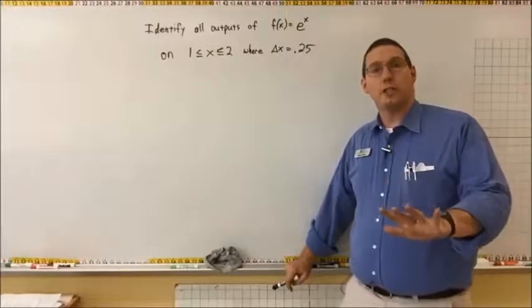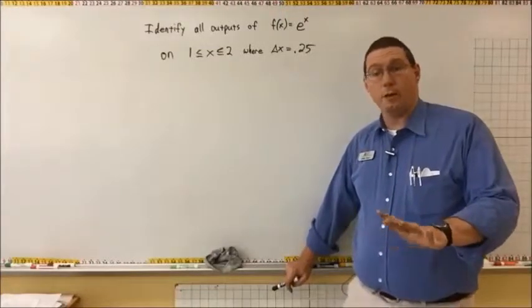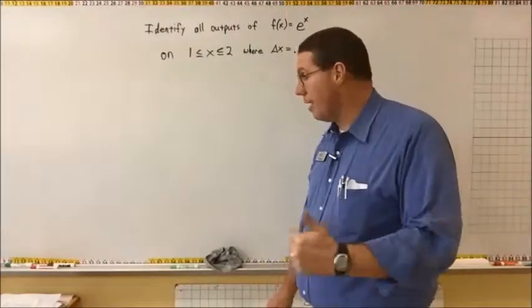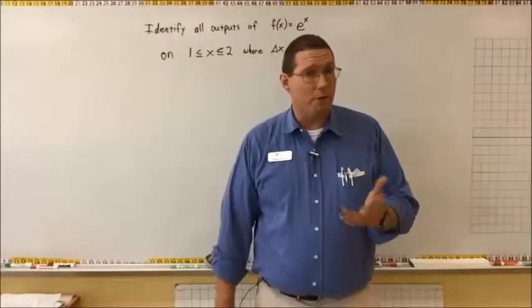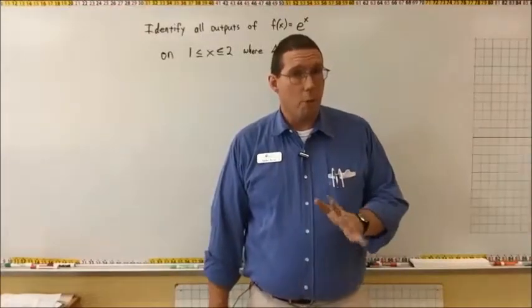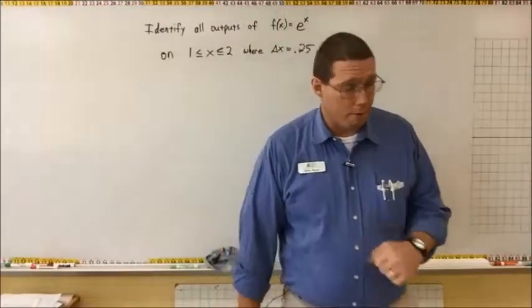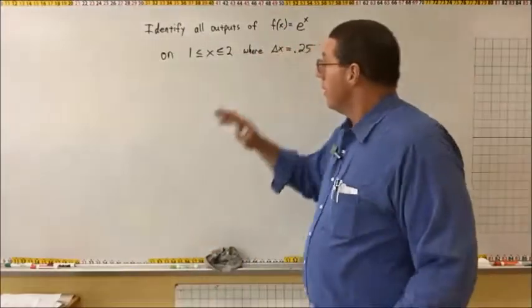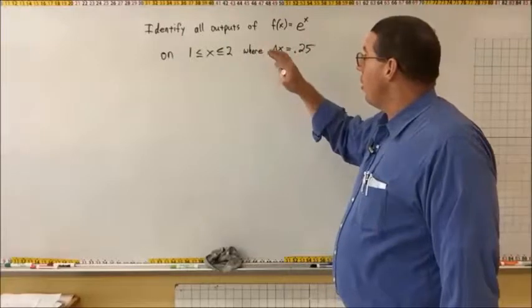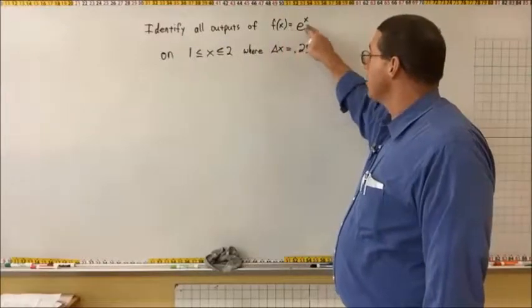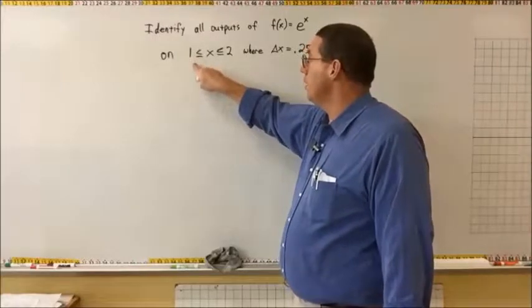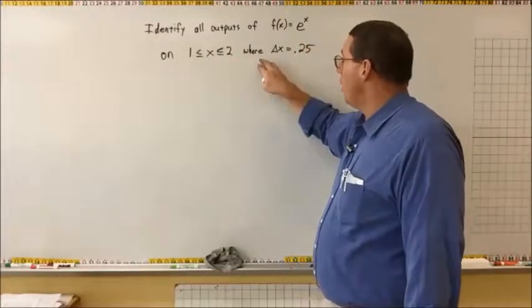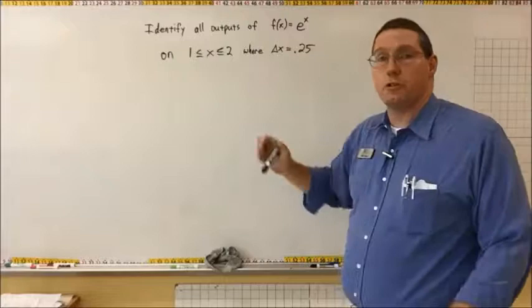Okay, this one will stretch you just a little bit. You're going to need a calculator for it, but I'm going to show you that you don't necessarily need a calculator to do a problem like this, but we're going to get a calculator anyways. So, it says, identify all outputs of f of x equals e to the x power on the interval from 1 to 2, where delta x is 0.25.